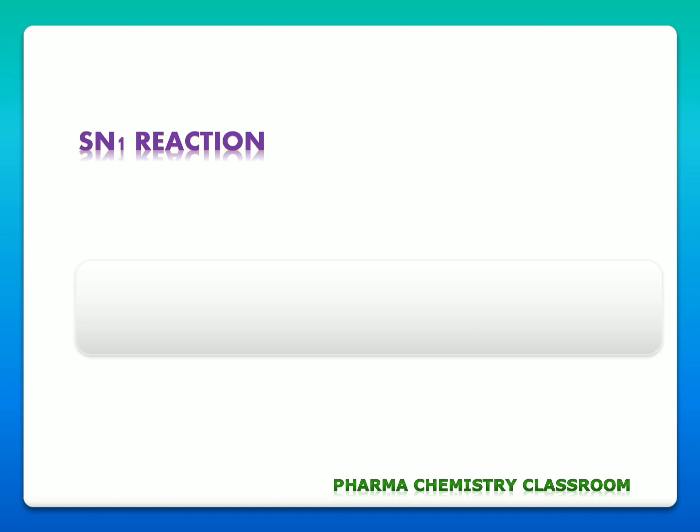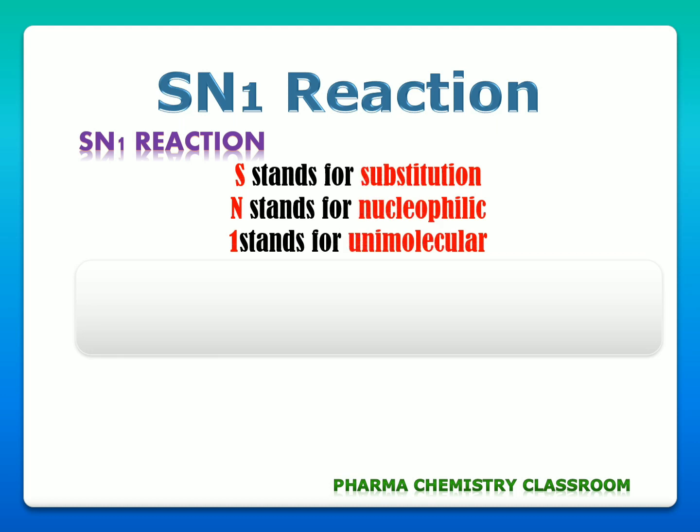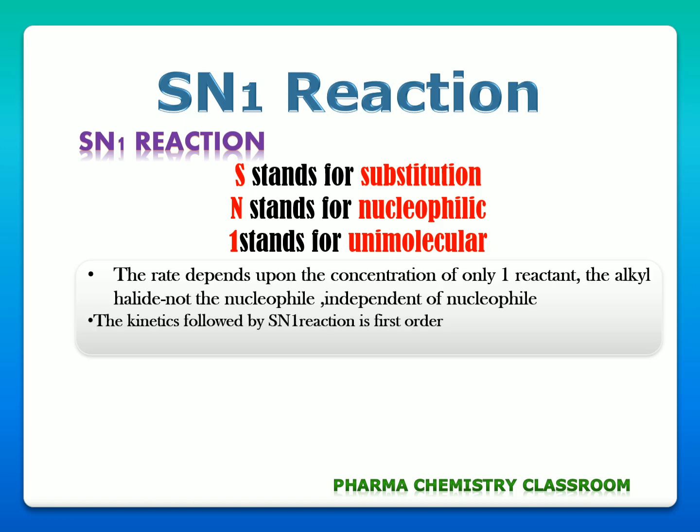Next we are going to see the SN1 reaction, that is substitution nucleophilic unimolecular reaction. This is a unimolecular reaction. Here the rate depends on only one reactant, that is alkyl halide. The kinetics followed by the SN1 reaction is first order kinetics, that is, the rate is directly proportional to the concentration of alkyl halide.